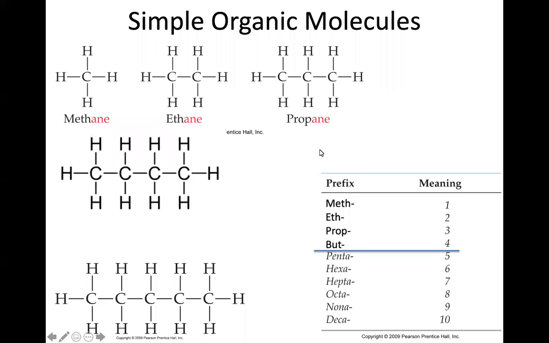The prefix that you see for that ANE tells you how many carbons you have. Methane has 1 carbon, ethane has 2, propane has 3. If you were to have 4 right there, you would simply see what is the prefix, and that would be butane.